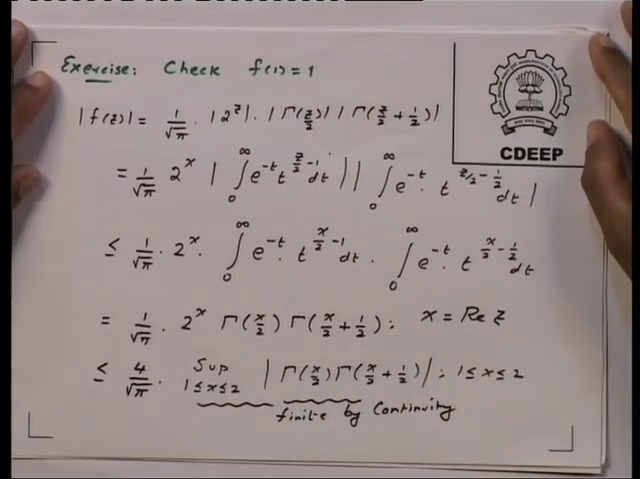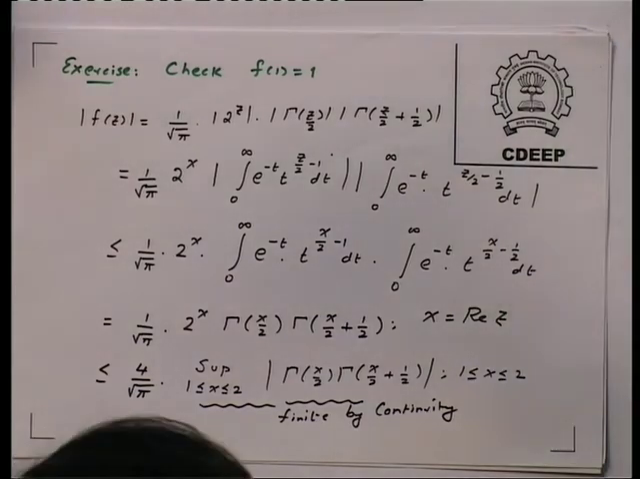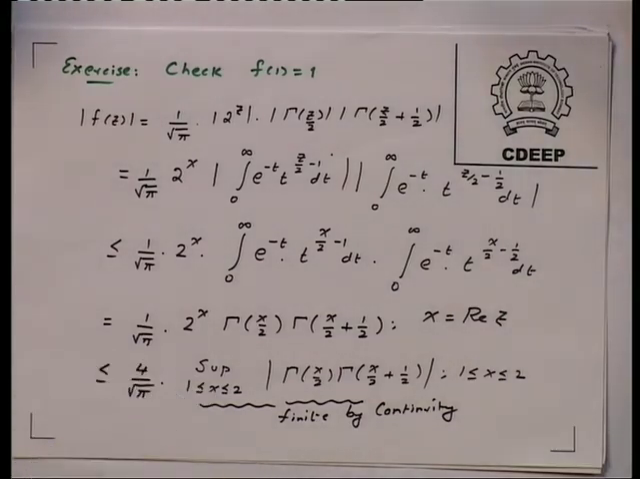Alright, mod f z is there on your screen. Mod f z is 1 over root pi, mod of 2 to the power z, mod of gamma z by 2, mod of gamma z by 2 plus half. 2 to the power z is what? e to the power z log 2. So what is mod of 2 to the power z? 2 to the power real part of z, which is x, correct?